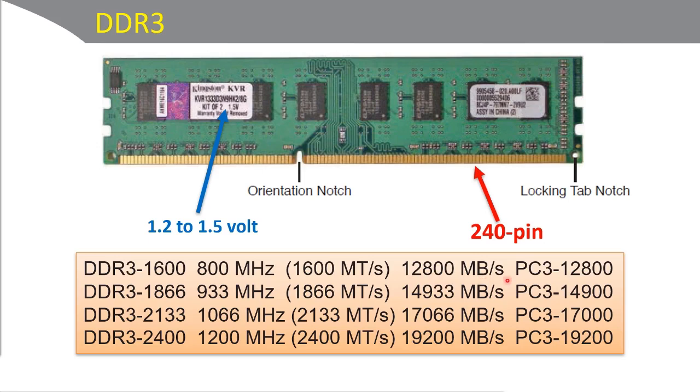And the math is pretty simple. It's really just a matter of multiplying by 8. So for example, DDR3-2400, if we multiply that by 8, we'll get the peak data transfer rate of 19,200 megabytes per second, and we're solving for bytes.